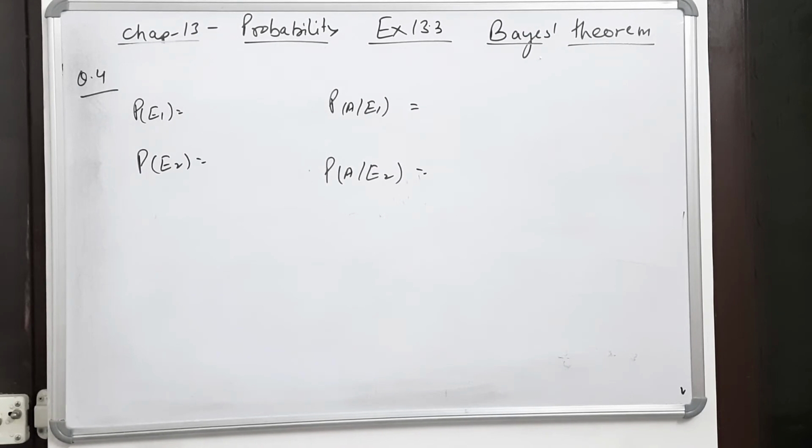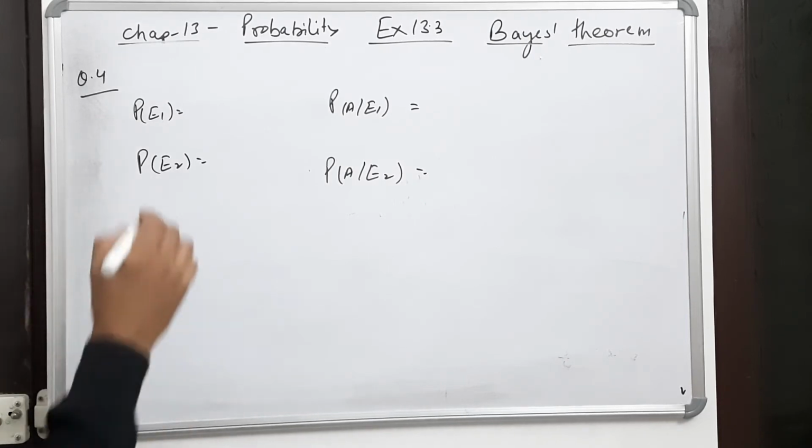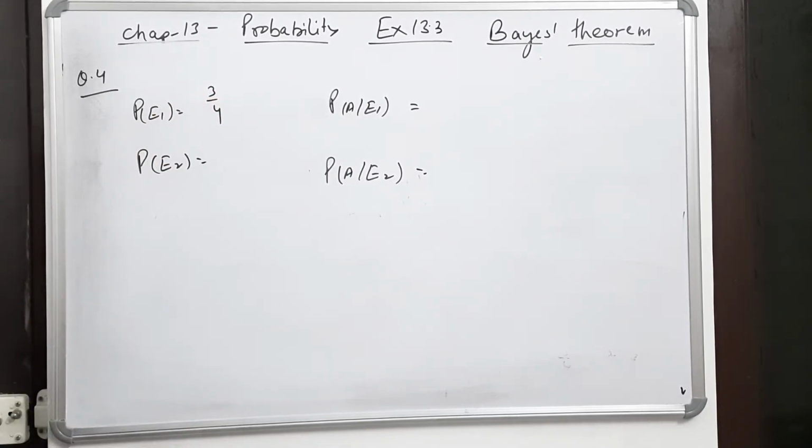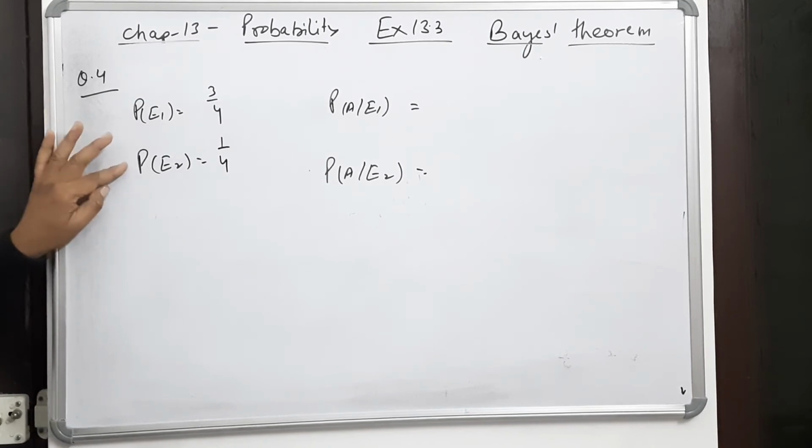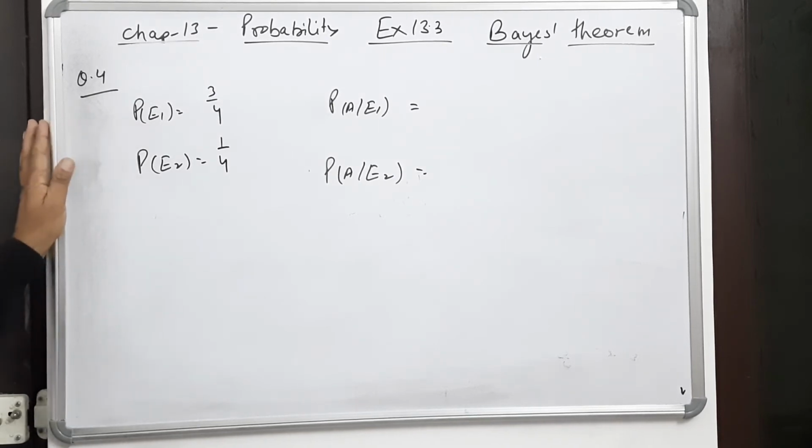Yes students, now I am taking problem number 4. In answering a question on a multiple choice test, a student either knows the answer or he guesses the answer. Let 3 by 4 be the probability that he knows the answer. Definitely 1 by 4 will be the probability that he is guessing the answer. It means 75% of questions he knows, and 25% of questions he just guesses.